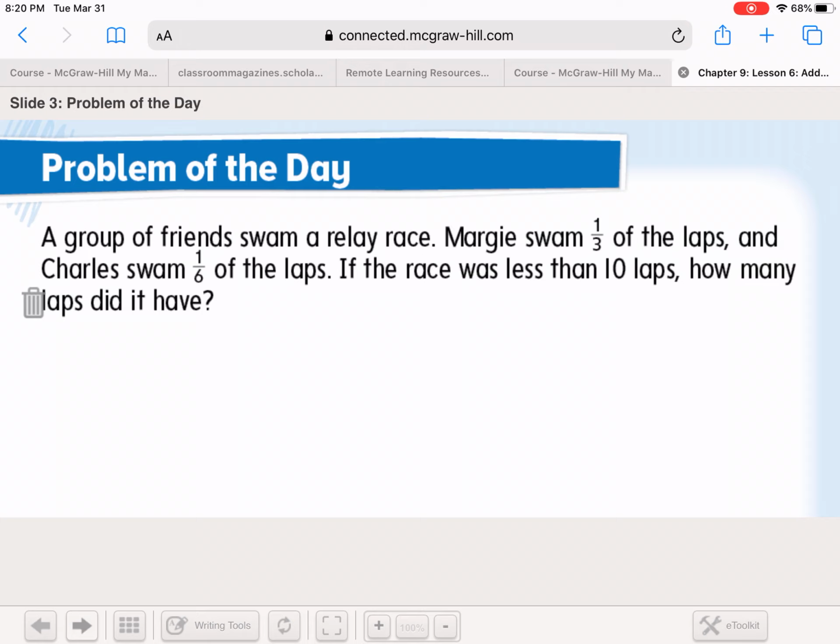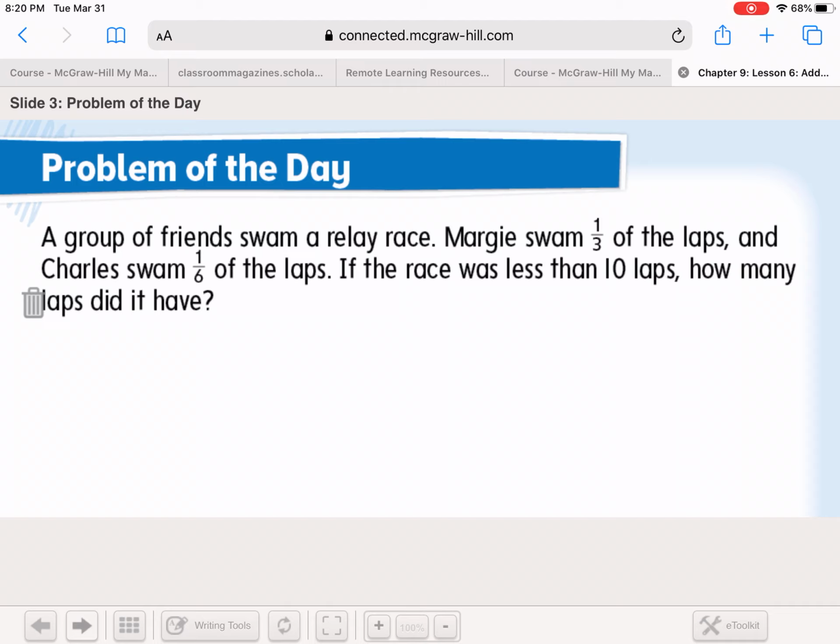All right, let's do our problem of the day. A group of friends swam a relay race. Maggie swam 1/3 of the laps and Charles swam 1/6 of the laps. These are different denominators. We'll do it, don't worry. If the race was less than 10 laps, how many laps did it have? Maggie swam 1/3. Charles swam 1/6. If the race was less than 10 laps, how many laps did it have?